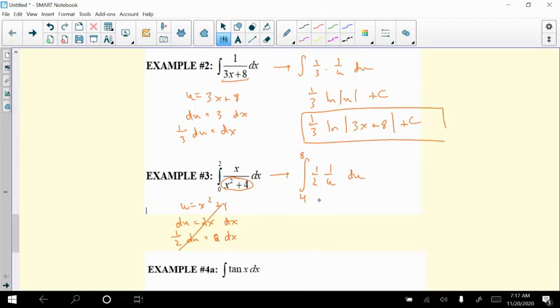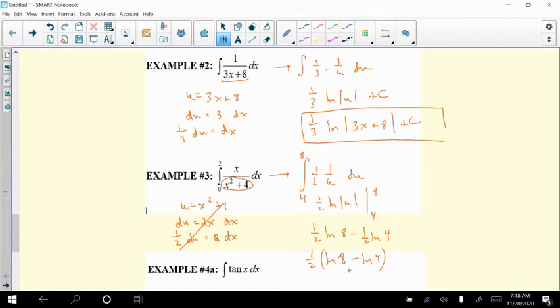And then the antiderivative is 1/2 the natural log of absolute value of u. And then instead of putting a plus c, I can say from 4 to 8. So it's 1/2 natural log of 8 minus 1/2 natural log of 4. And notice I don't have absolute value anymore because 8 and 4 are already positive. Now, if I factor out the 1/2, then this is natural log of 8 minus natural log of 4.